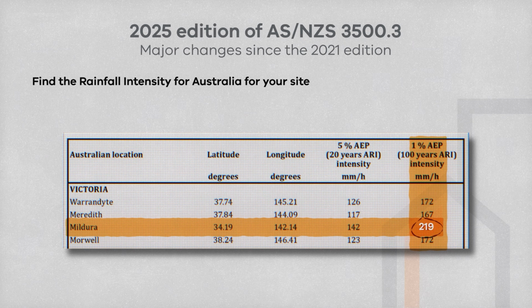Let's say we are designing a roof drainage system for a house in Mildura and the roof catchment area is 200 square meters. We already know the catchment area, so the only thing missing is the rainfall intensity. Looking at Appendix D in the standard, we can see that for Mildura at 1% AEP gives a rainfall intensity of 219 millimeters per hour. That's the value we will use for R in our overflow calculation.